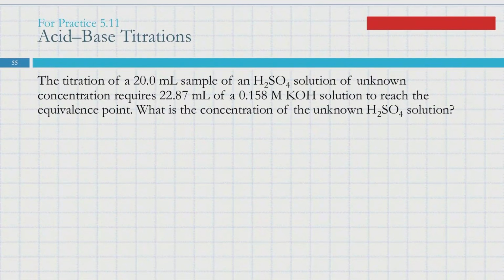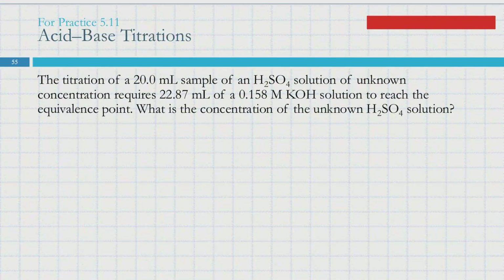How do we do these calculations? Here's how we do those calculations. So we are doing a titration. The titration, just meaning we're mixing acid and base together, of a 20 milliliter sample of an H2SO4 solution of unknown concentration requires 22.87 milliliters of this concentration of potassium hydroxide to reach the equivalence point. We want to know what's the concentration of the H2SO4 sulfuric acid solution.